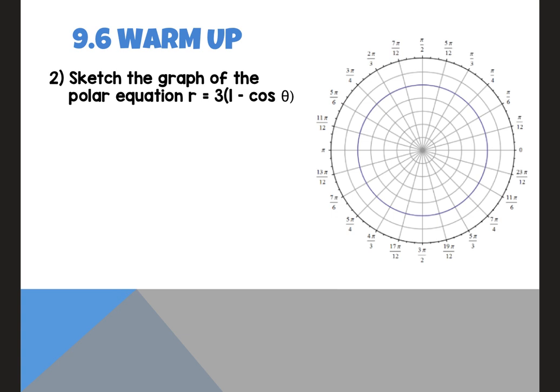This one, number 2 on your warm-up, is a limaçon. If we remember, if it doesn't add or subtract, it's a circle. If you have something adding or subtracting, it's a limaçon. And then once it's a limaçon, you have to classify which of the 4 kinds it is. Find its max, find its min, use the symmetry to help you plot it. This one, because it's actually got parentheses, that 3 times 1 minus cosine theta, I would distribute that 3 first. So I end up getting r equals 3 minus 3 cosine theta.